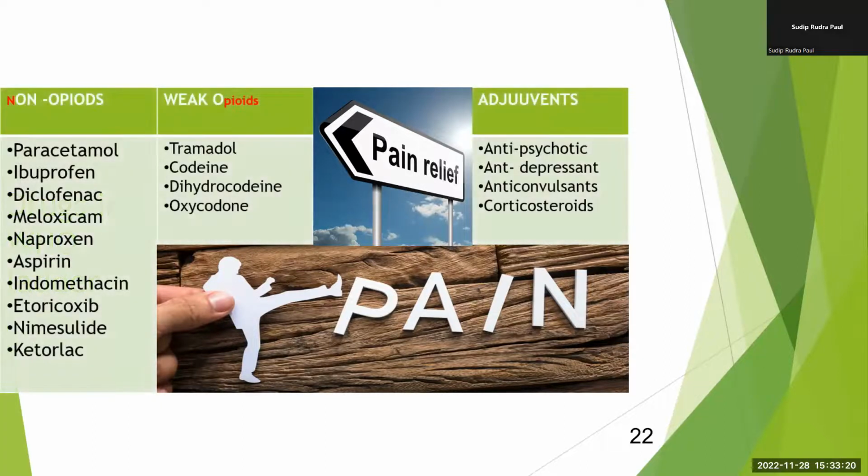So basically, an adjuvant is a drug which does not have a primary effect on pain management, but it helps to increase the efficacy of the primary pain medication. Okay, let me give you an example.